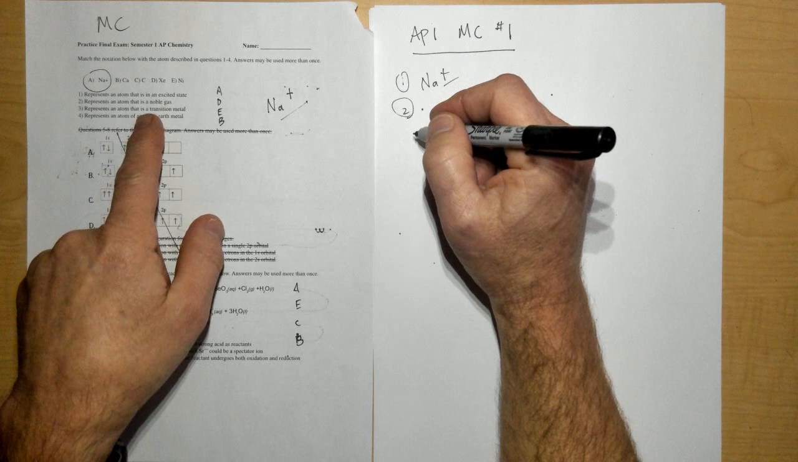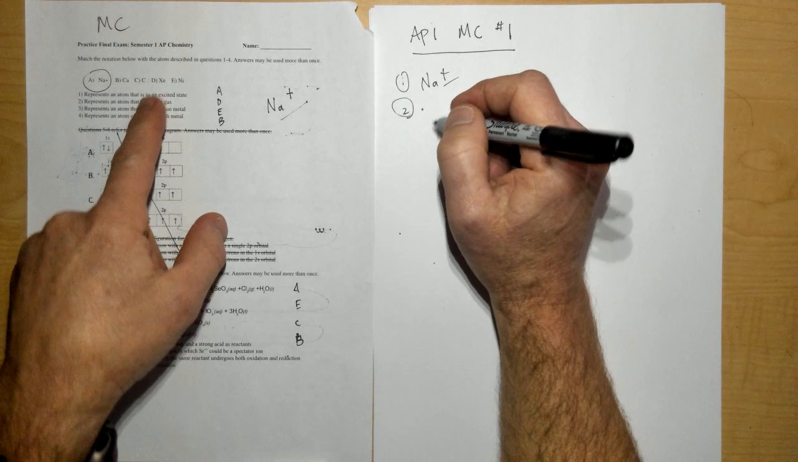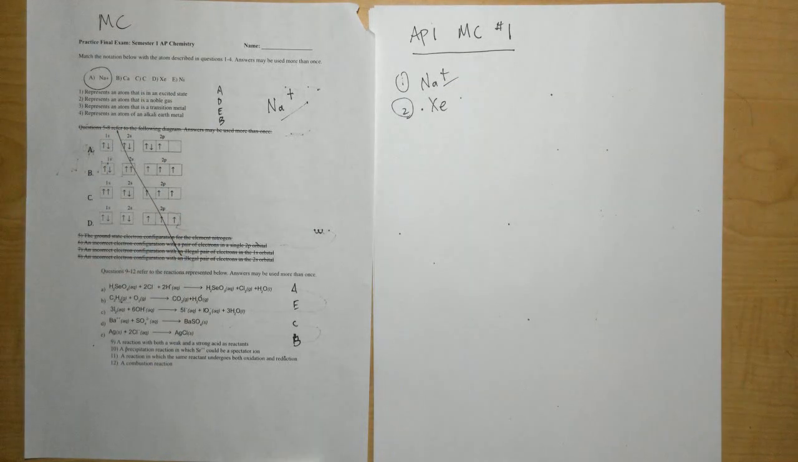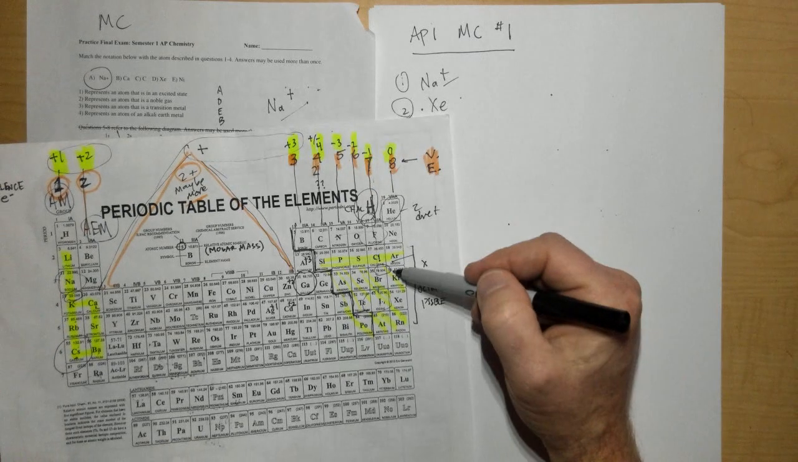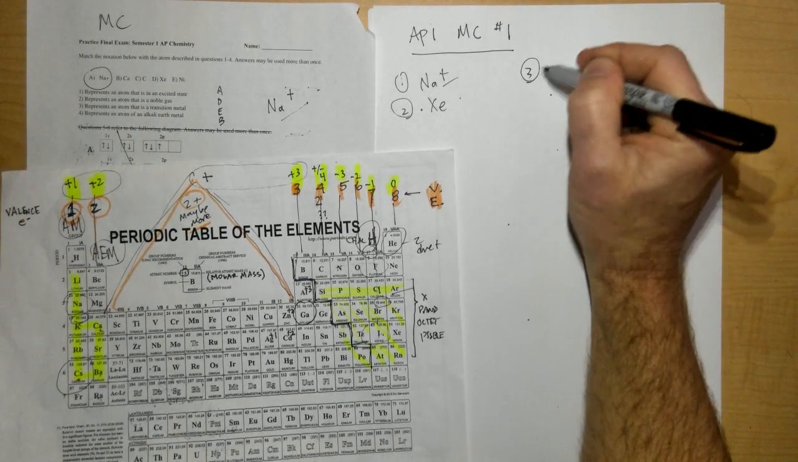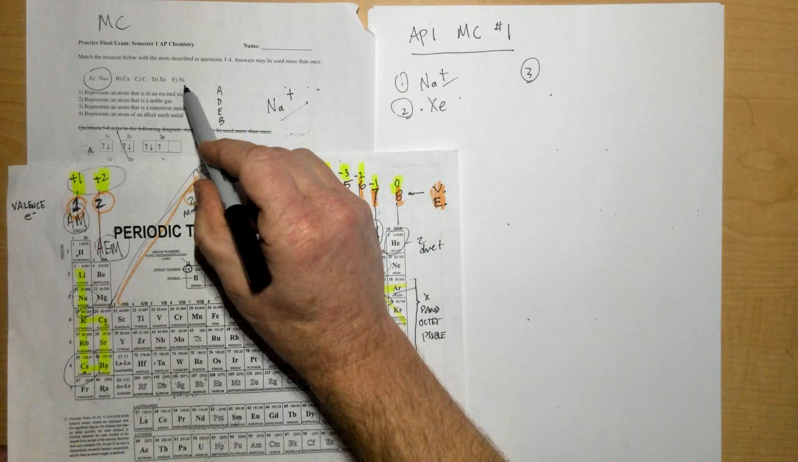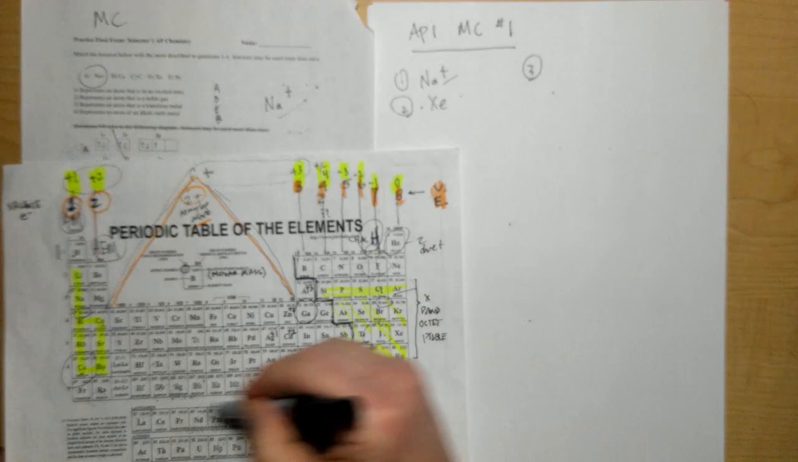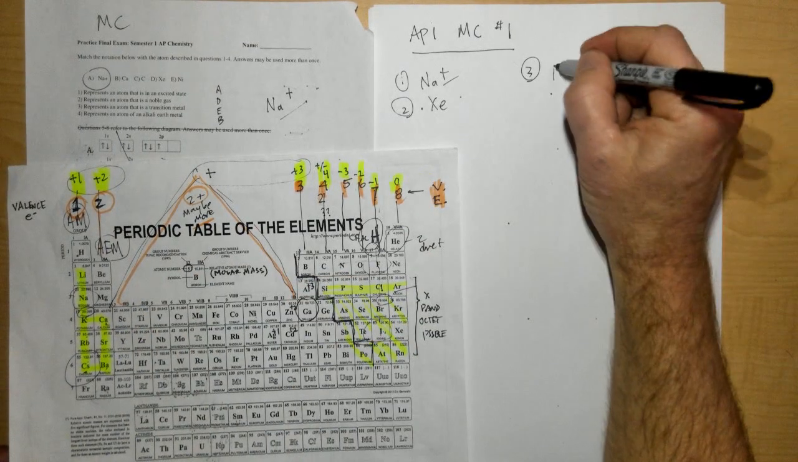Number 2, an atom that's a noble gas. So our only noble gas here is Xe. Remember, the noble gases are located over here. Number 3 represents an atom that's a transition metal. The only one here that's in the middle section of the periodic table is Ni.